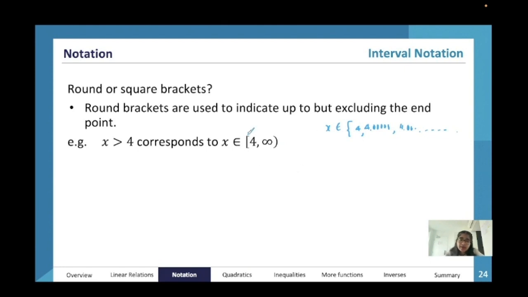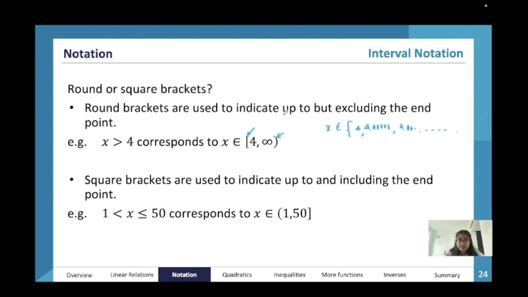These square brackets include, so they include that 4. The round brackets do not include. A little note, we never include infinity.